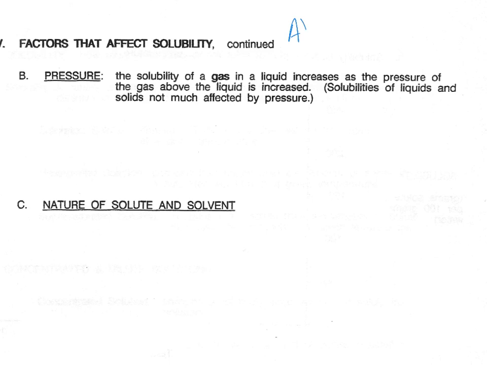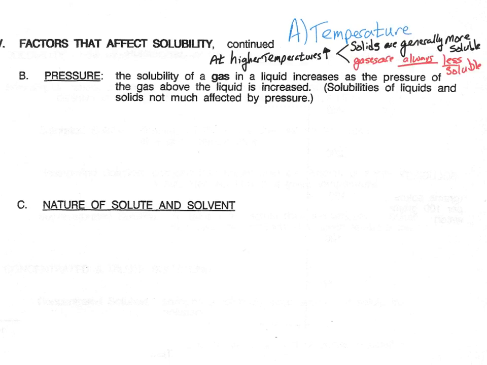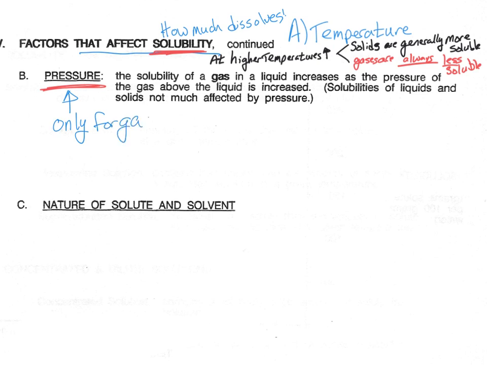There are really two major factors that affect the solubility. Previously, we looked at the first one, which was the temperature, in which we saw that solids were generally more soluble at higher temperature and gases were always less soluble at higher temperature. Now we're going to see how we can affect how much dissolves by affecting the pressure. Pressure only has an effect on gases. It does not affect any of the solids or liquids.